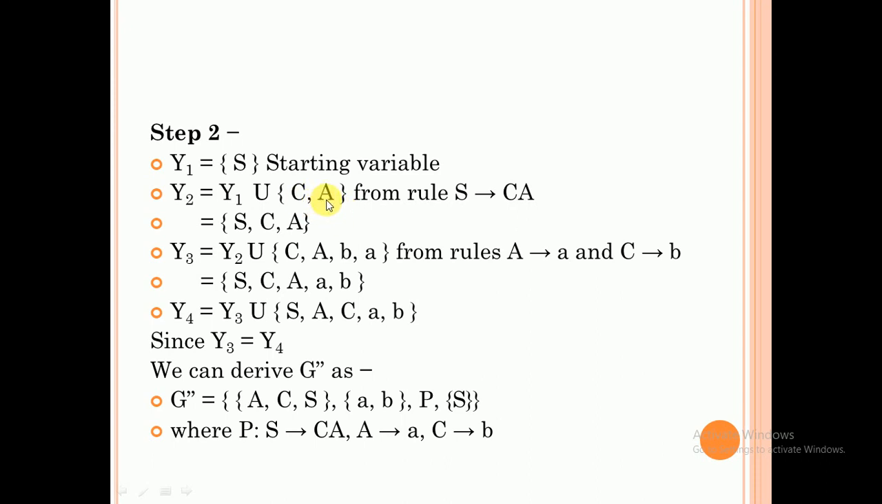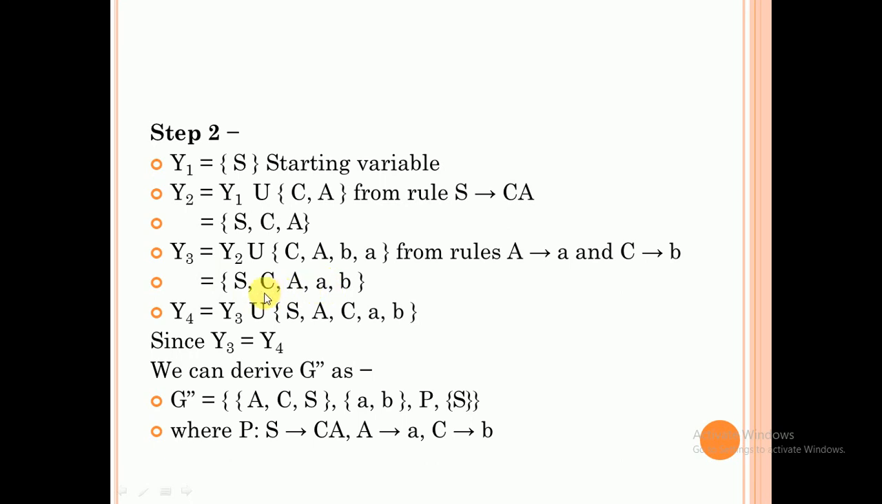So when I union y1 with this, you will get capital S, capital C, capital A. Then y3 is equal to y2 union. Again you need to check the right side of S. The right side of S contains capital C, capital A. The right side of C contains small b. The right side of A contains small a. So again you are getting this set.